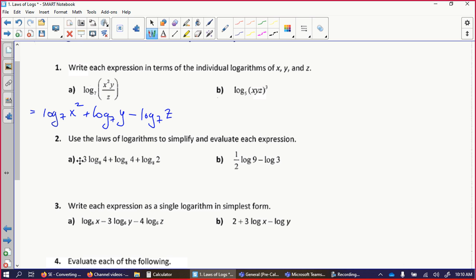So we kind of have to do things in the opposite order. I'm going to move that back up. Log base 8 of 4 cubed. Log base 8 of 4. Log base 8 of 2. 4 cubed is 4 times 4 times 4, is 16 times 4, is 64. So I know that's 64.